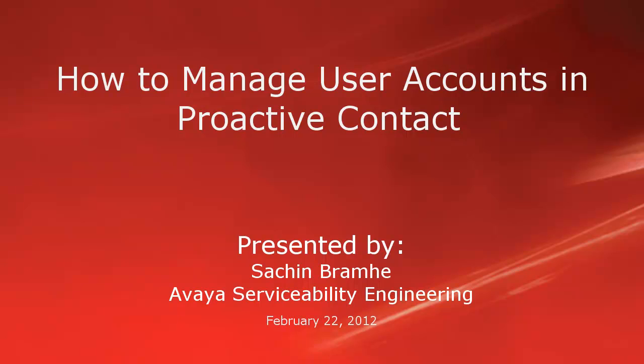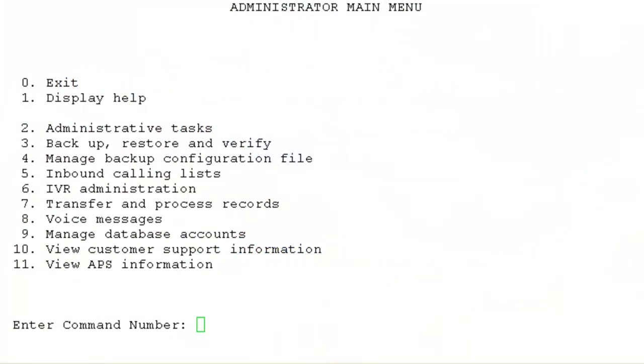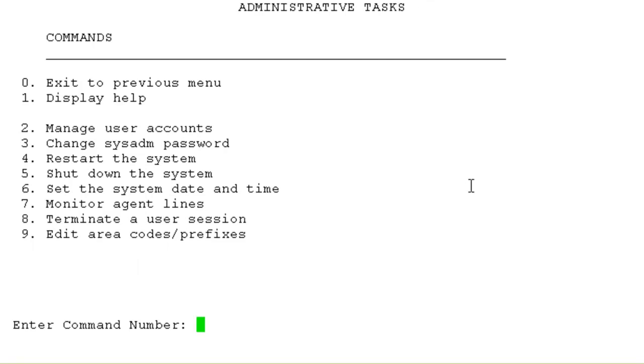In this video, we'll talk about managing user accounts in Proactive Contact. For this, I log on to the Administrator main menu. I choose option 2 for administrative tasks. Then I go to option 2 again, manage user accounts.